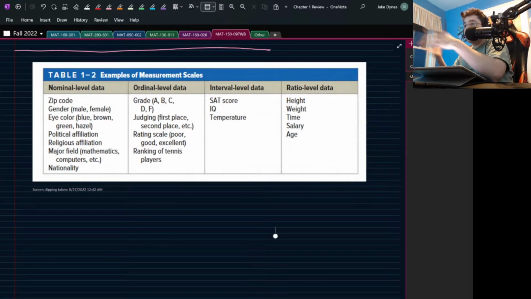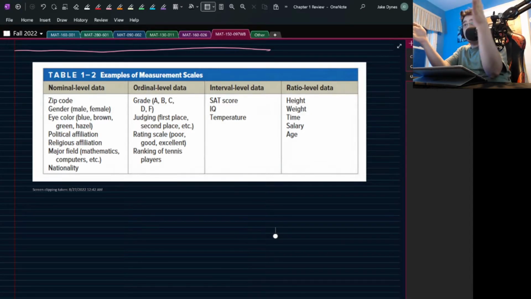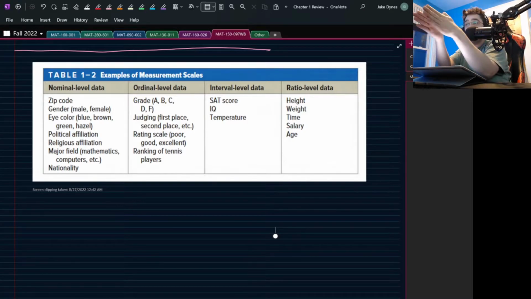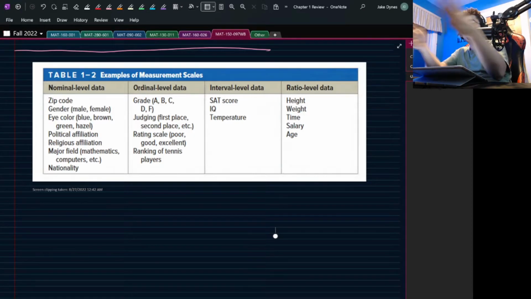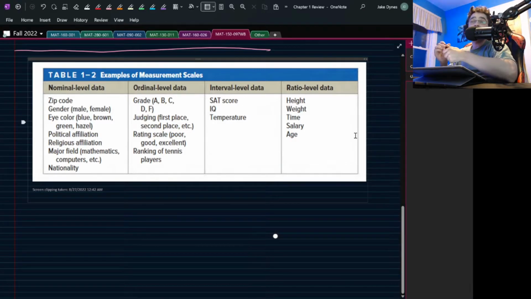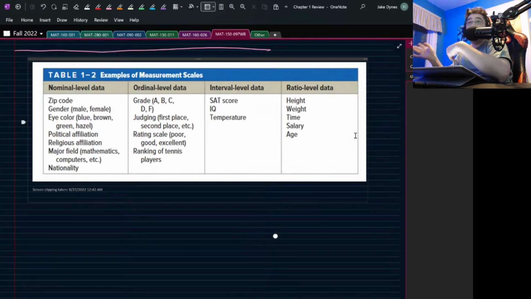Judging, like first place, second place, third place, like first place is judged to be better than second place, but by how much? It's not like a very specific amount. A rating scale, poor, good, excellent. Again, there's no like how much better is excellent than good, how much better is good than poor. It's not like a rigid amount difference. Rankings of tennis players, the number one ranked tennis player is better than the number two ranked player, technically, but by how much? It doesn't really say how much better, just that they are better.